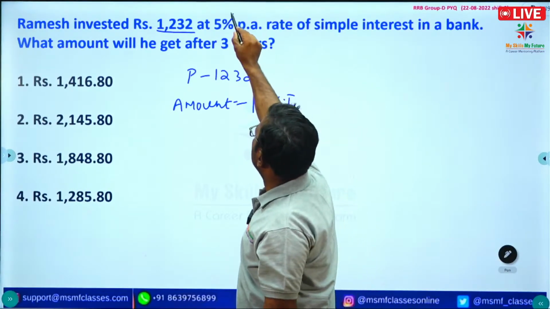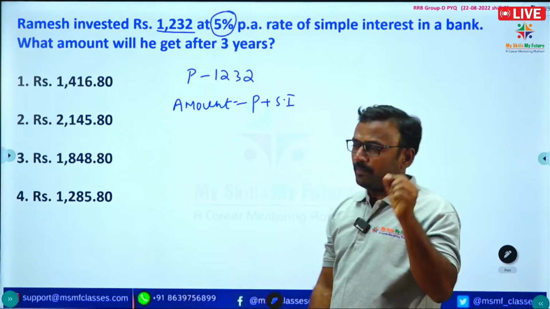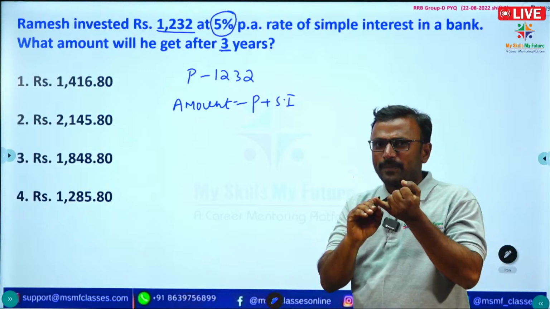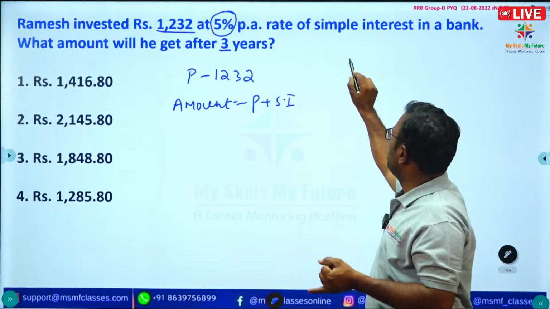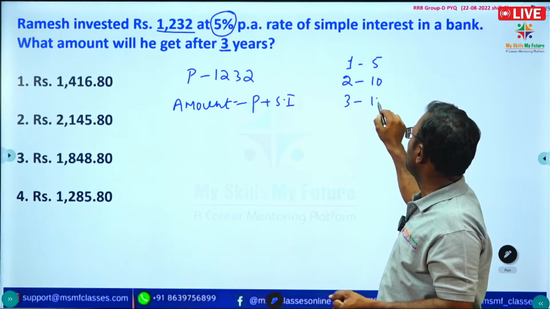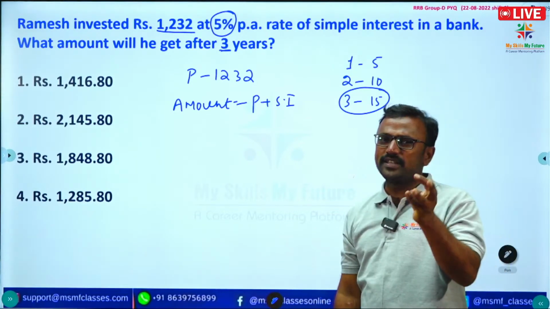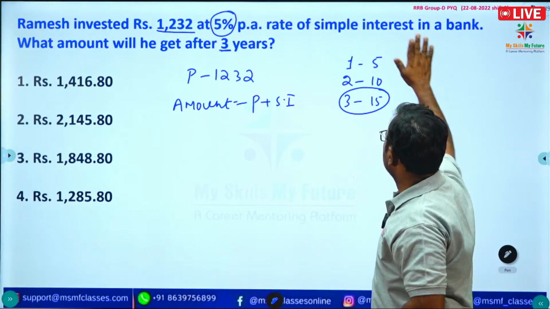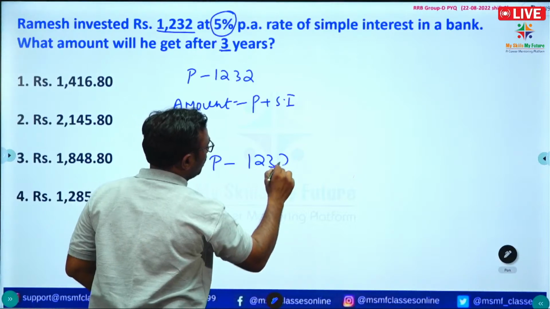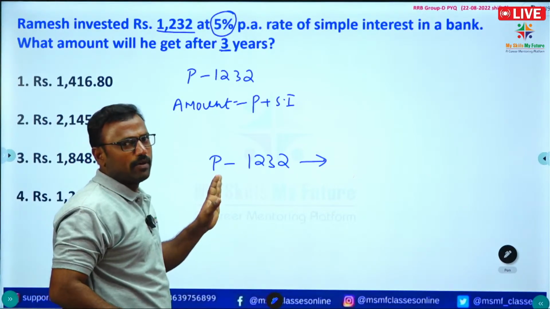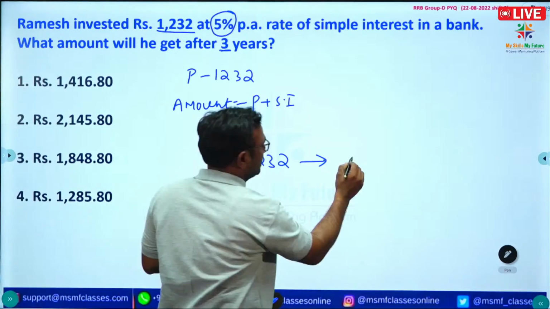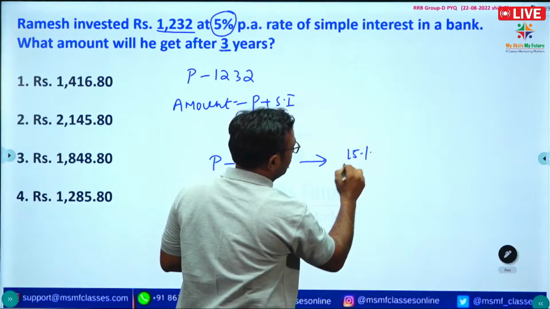They are taking 5% per annum for 3 years, and it is simple interest. So for 1 year 5%, for 2 years 10%, for 3 years we get 15%. Total interest is 15% on the principal 1232. No need to use PTR by 100, just add 15% to this value.